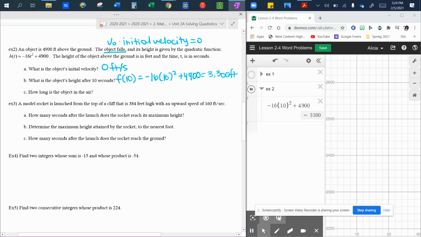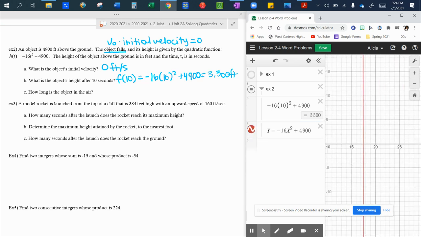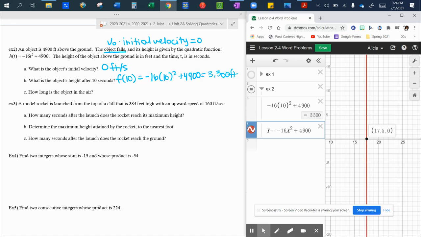How long is the object in the air? That means we want to know when does it hit the ground. So now we need to go here and type in the equation y equals negative 16x squared plus 4,900. And here we just need to slide along the x-axis to find that positive 0, and we see it is 17 and a half. X equals 17 and a half seconds.